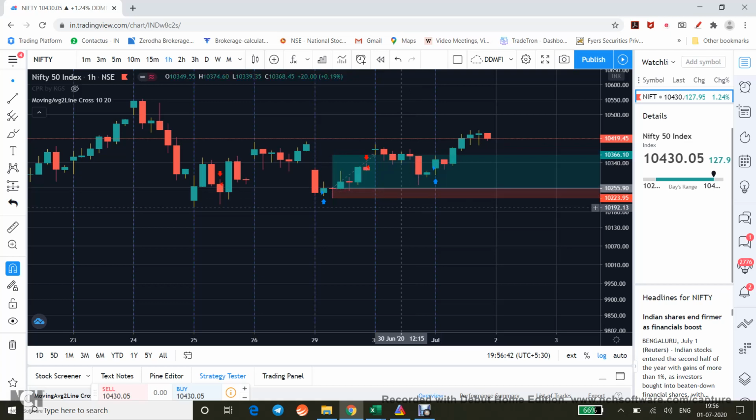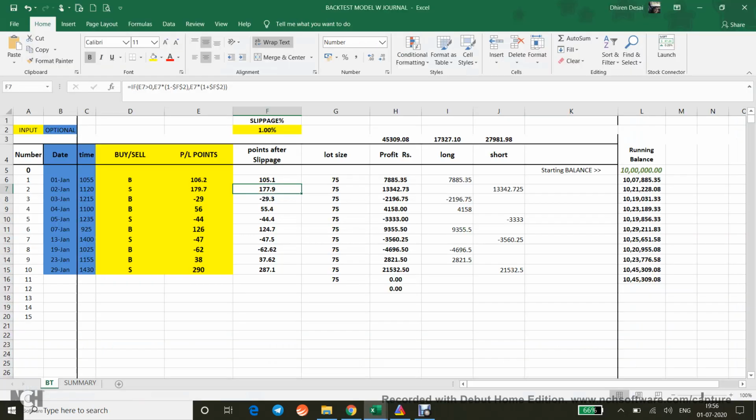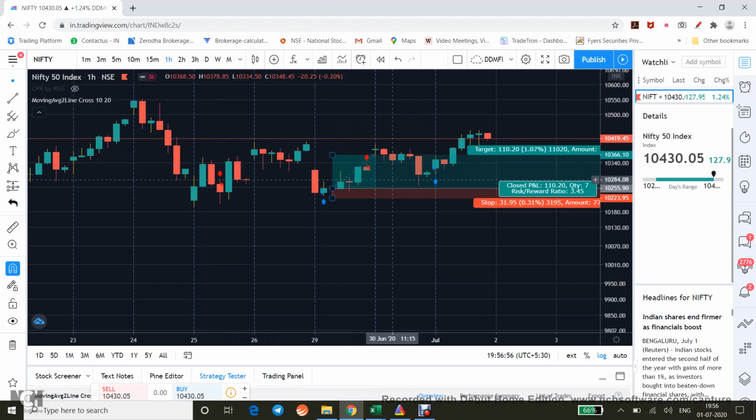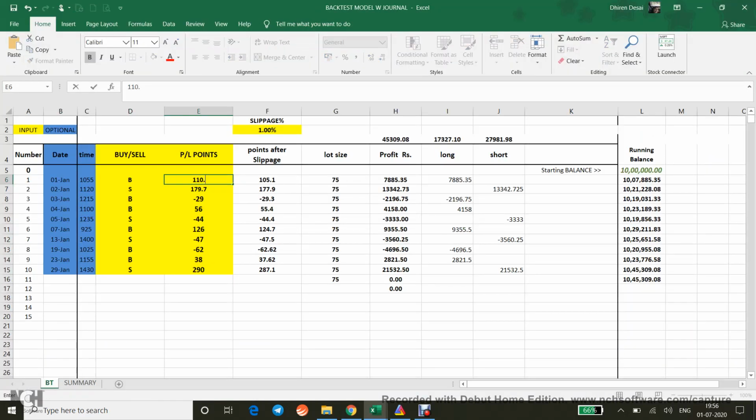So all you need to do now, guys, is just open the Excel. You just have to put buy. Only the yellow rows you need to fill in. So you write B out here for buy. Here you made typically 110, so you write 110.2. That's it. Your slippage will be automatically calculated.